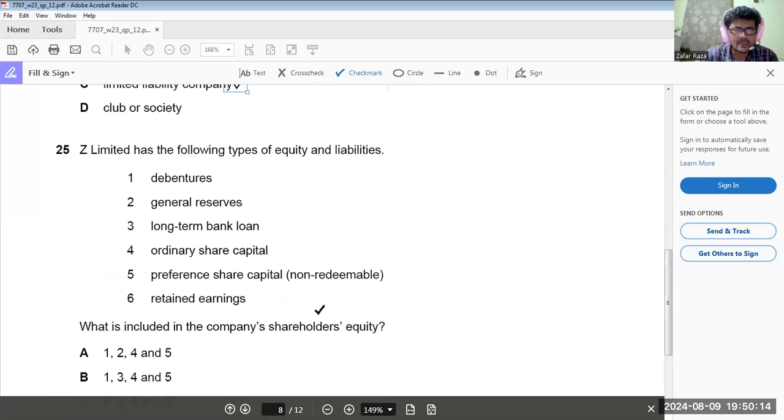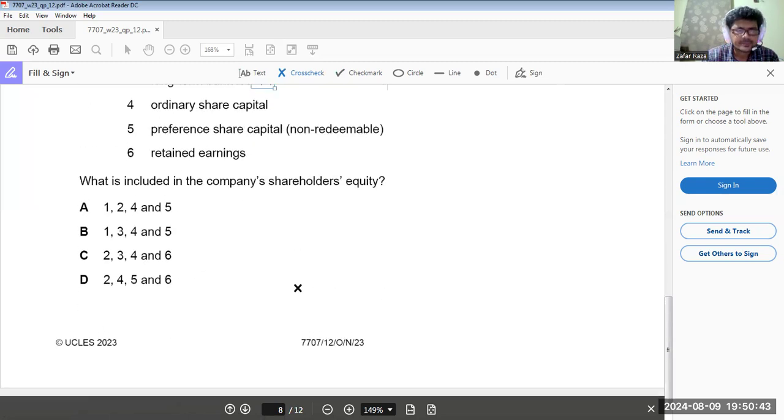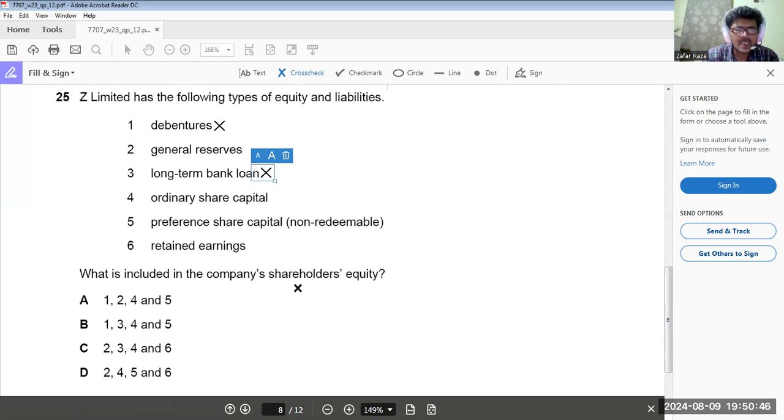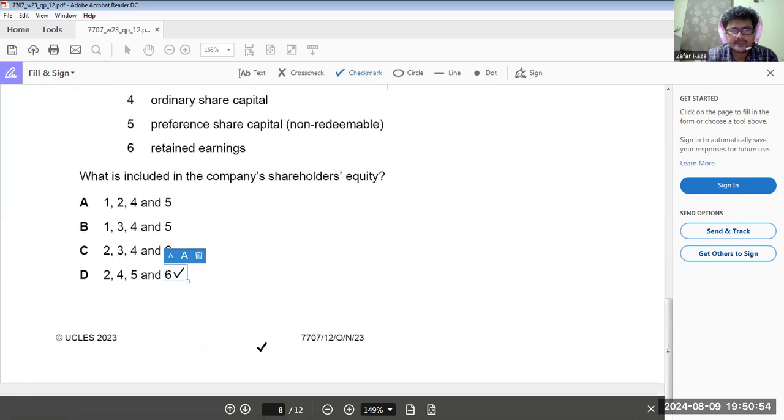Z Limited has the following types of equities and liabilities: debentures, long-term bank loan, ordinary share capital, preference share capital, retained earnings. What is included in a company's shareholder equity? Okay. Now see, debentures are part of liability, long-term loan is part of liability, and so preference capital and retained earnings, they are all part of equity. So 2, 4, 5, and 6 are actually part of shareholders' equity.